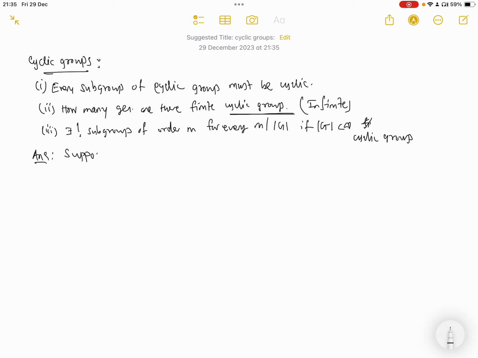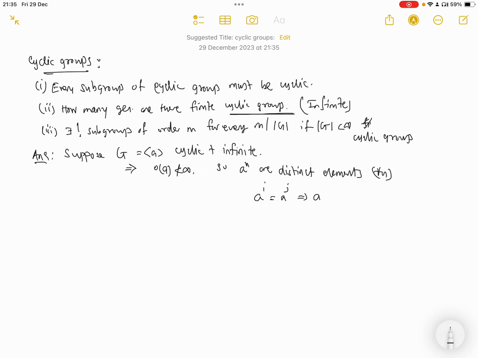So the answer is, suppose G is cyclic and infinite. Which means that the order of a is not finite, right? So these are all distinct elements for all n, because suppose there is some i and j for which both of these are the same, then you will get this becomes 1, and if i is less than j, you just get this becomes 1, depending on which of them is bigger. And this means that the order of a is finite, right? Because in each case you get an upper bound of the order. Either it is i minus j or it is j minus i, depending on whether i is greater than j or lesser than j.